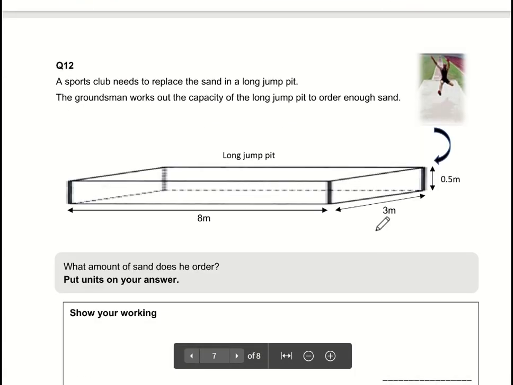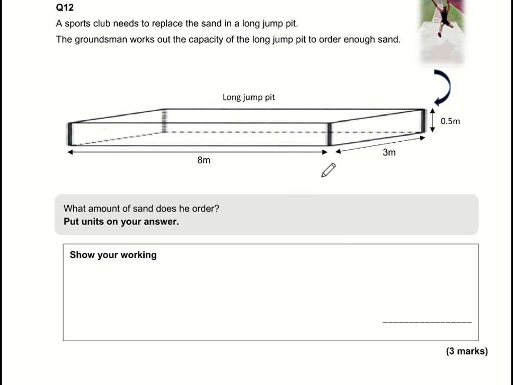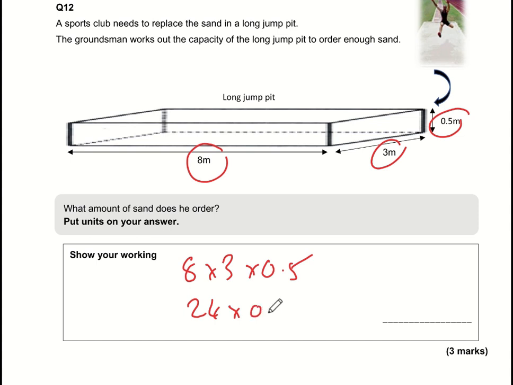And question number 12. So what we need to do is work out just the volume of this long jump pit, which is the 3 dimensions multiplied together. They're all meters, so there's nothing to worry about here. So that is 8 times 3 times 0.5. 8 times 3 is 24, times 0.5.